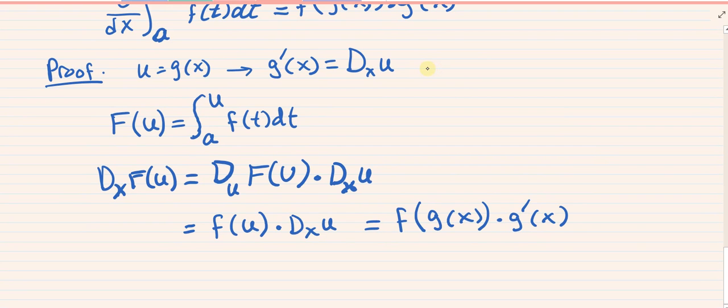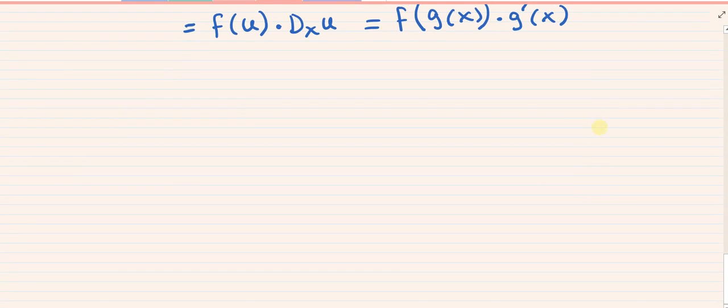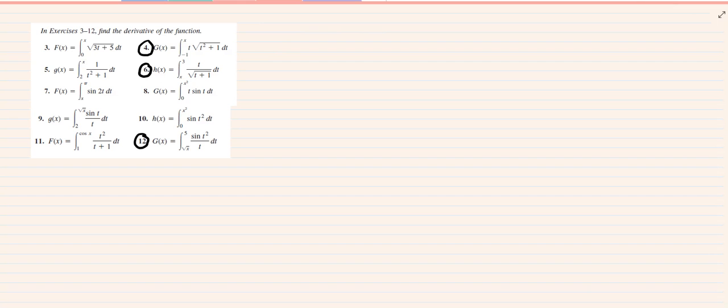Okay, now how is this going to help us? Let's do a couple of examples here. Alright, so I have copied some exercises here. Let's take a look at the ones I have circled. So we're going to begin with exercise number 4. These are going to be fairly quick.